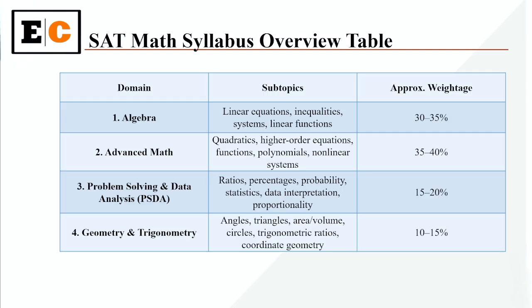SAT basically has four domains: algebra, advanced math, problem solving, and geometry and trigonometry. Algebra has 30 to 35% weightage, advanced mathematics has 35 to 40%, problem solving has 15 to 20% weightage, and geometry and trigonometry has 10 to 15% weightage. We need to balance out core concepts in all four domains to get the highest score possible.